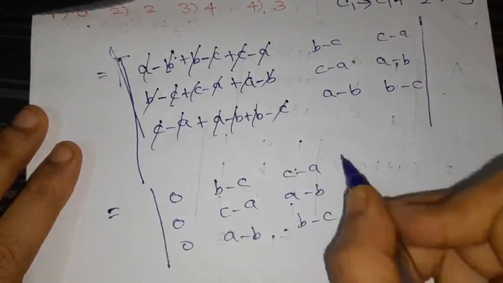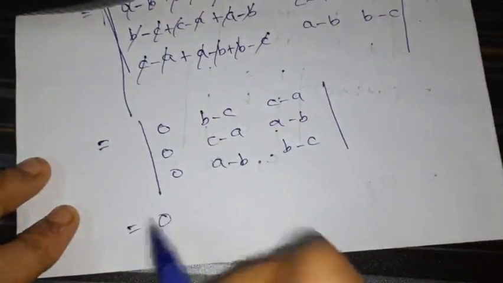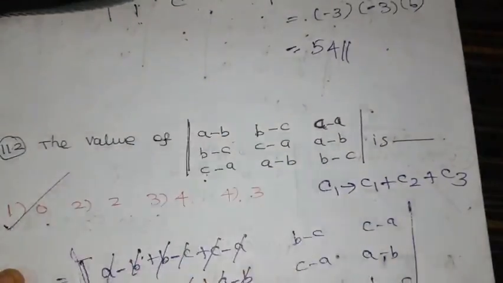Whenever any row or any column is completely 0, what do we get when we expand this? We'll get the determinant value as 0. For this, the determinant value is 0. Option 1, 0, is the right option. Then the next question we'll move on.